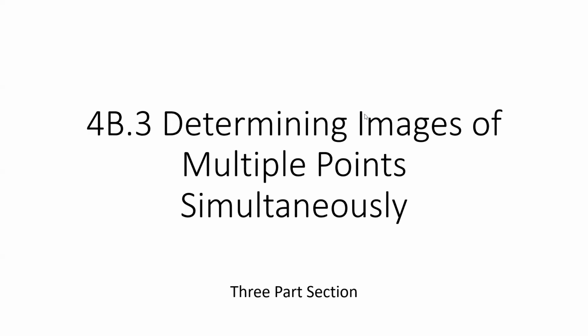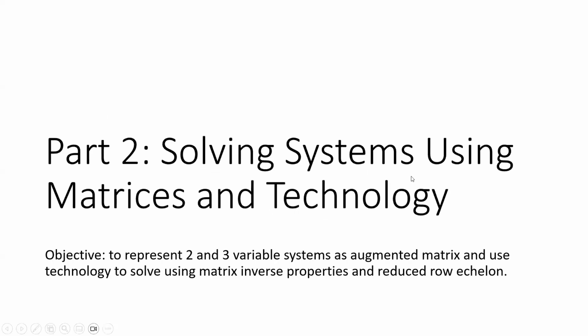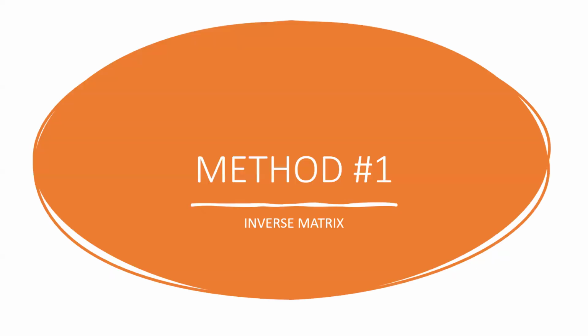All right, so we're continuing with 4B.3, determining the images of multiple points simultaneously. We've done part one today. Now we're on to part two: solving systems using matrices and technology. We've learned how to solve systems using elimination, substitution, and graphically. Now we're going to talk about matrices.